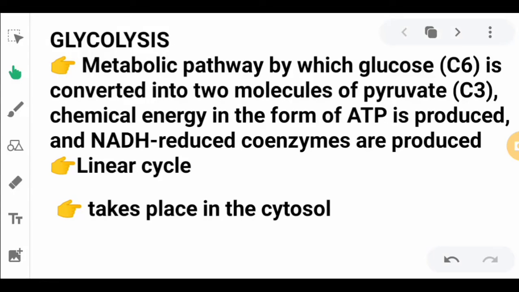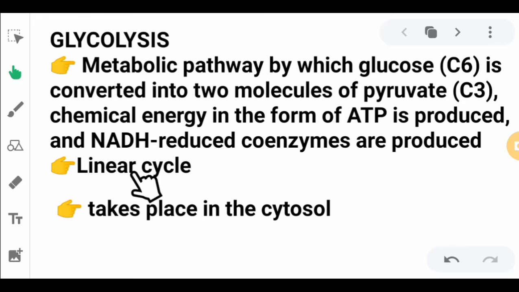Hello everyone, this lecture video is all about glycolysis. We can define glycolysis as a metabolic pathway by which glucose, which is a 6-carbon molecule, is converted into 2 molecules of pyruvate, which is a 3-carbon molecule, wherein chemical energy in the form of ATP is produced, and reduced nicotinamide adenine dinucleotide, which is a reduced coenzyme, is also produced.